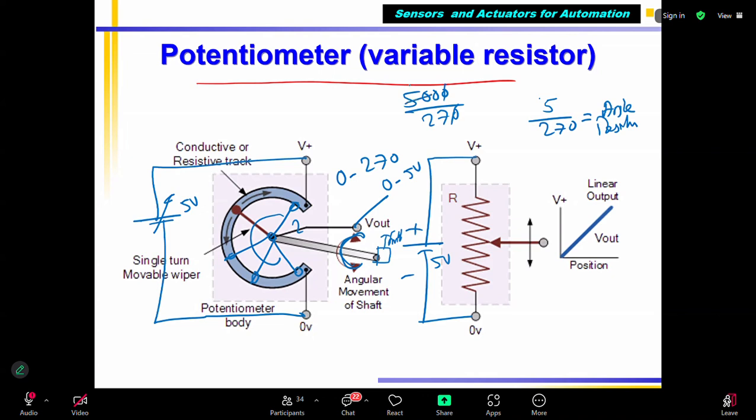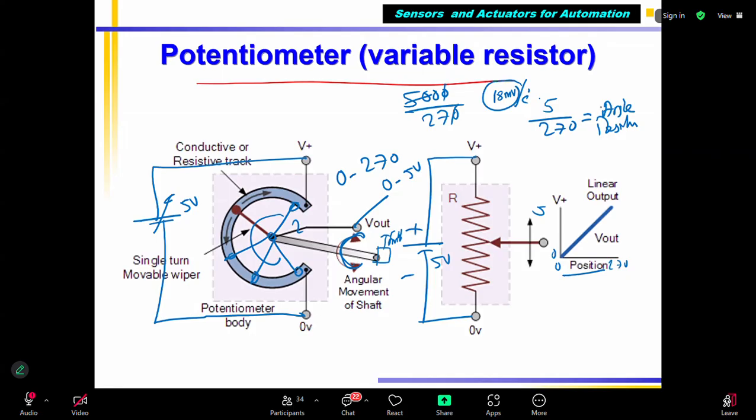So approximately 18 millivolts per degree angle. If the throttle position sensor moves 1 degree, it will give 18 millivolts. So you can see that this is throttle angle 0 to 270 degrees. It varies from 0 to 5 volts, so it's a linear output. This is how the throttle position sensor works.